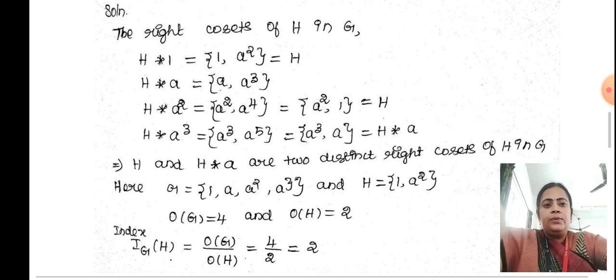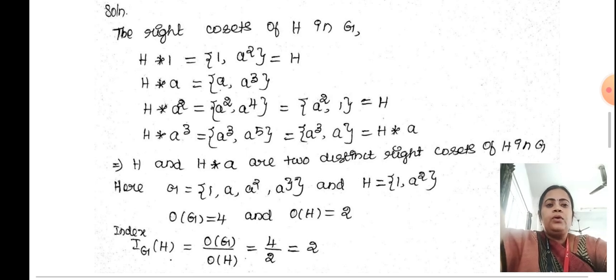Similarly, H star a equal to a into 1 is a, a into a square is a cube. Similarly, H star a square is nothing but a square into 1, a square, and a square into a square is a power 4. Here a power 4 value is 1. So {a square, 1}, again it is our H. Similarly, H star a cube is nothing but a cube into 1 is a cube, a cube into a square is a power 5. So a power 5 can be written as a power 4 into a, and we know a power 4 value is 1, so 1 into a is a, that is {a cube, a}, which is again H star a. So we have H and H star a as the two distinct right cosets of H in G.